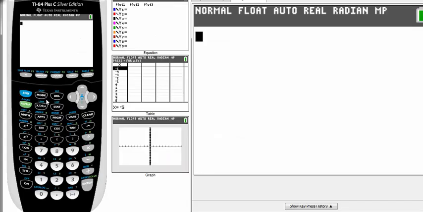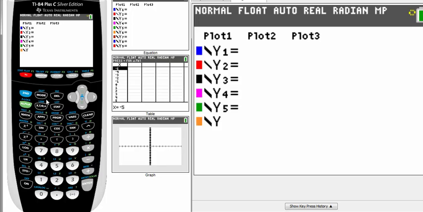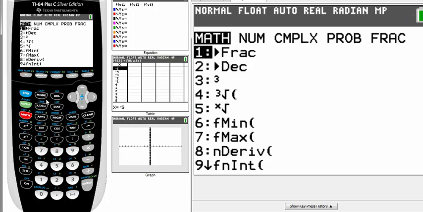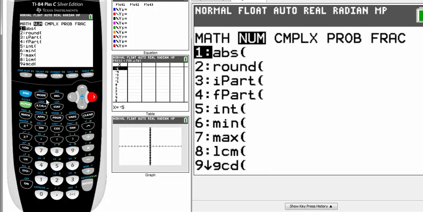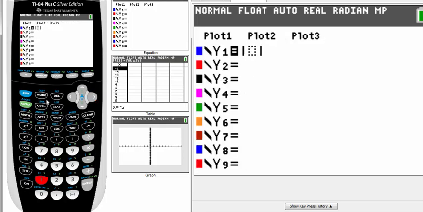Now some of your calculators will not say absolute value vertical bars, they'll use ABS. So let's go ahead and see how that looks. The absolute value can be found under math, and then scroll across to number, and it's the first one listed here, absolute value. Now mine has the vertical bars, yours might have ABS and then open parentheses.